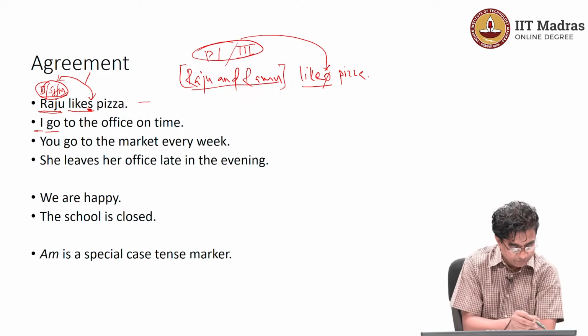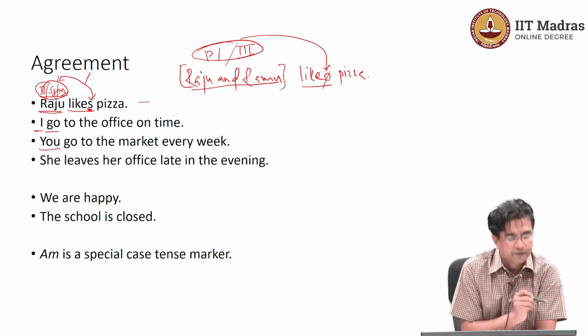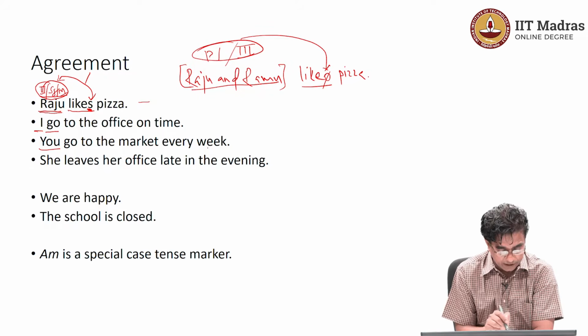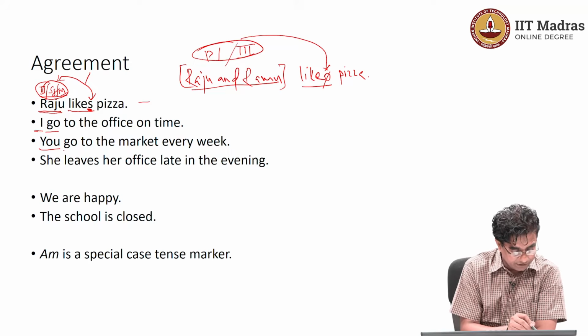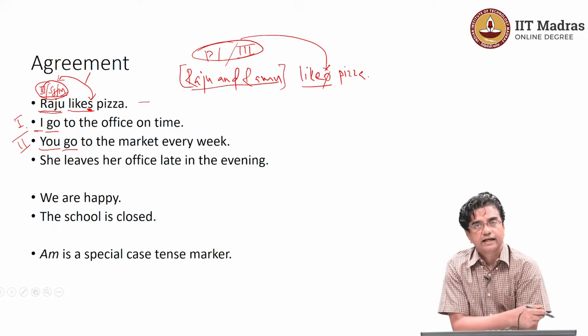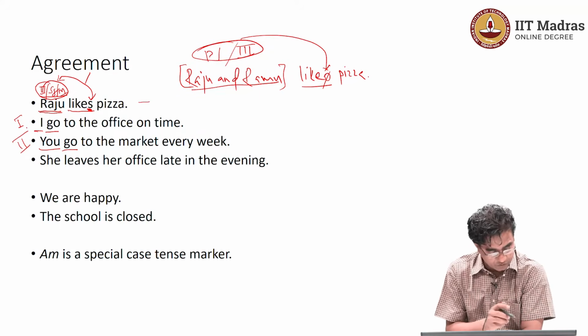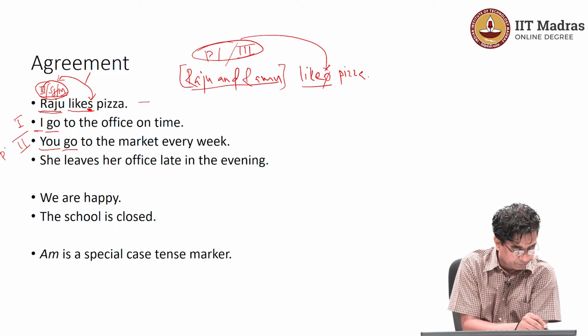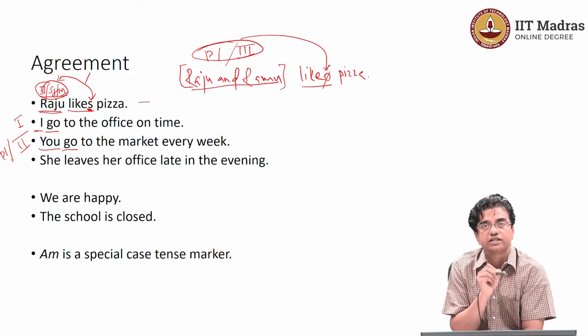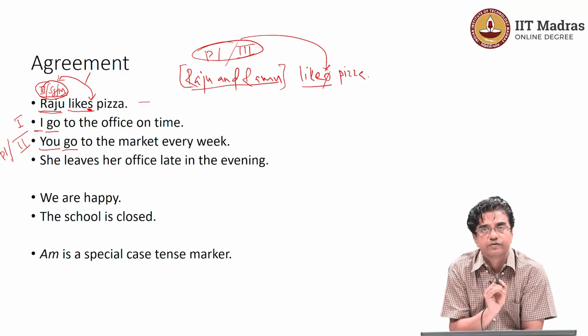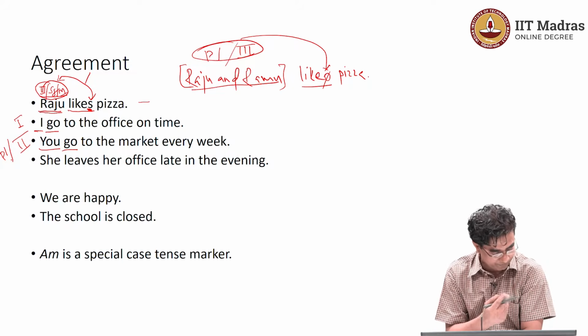Now, same thing works with second person pronoun. You go to the market every week. I want to retain your attention here. Look at this. This is second person. So, this was first person. This is second person. Second person has a special case in English. It is always taken as plural. Even if it refers to one person, structurally it is always plural.